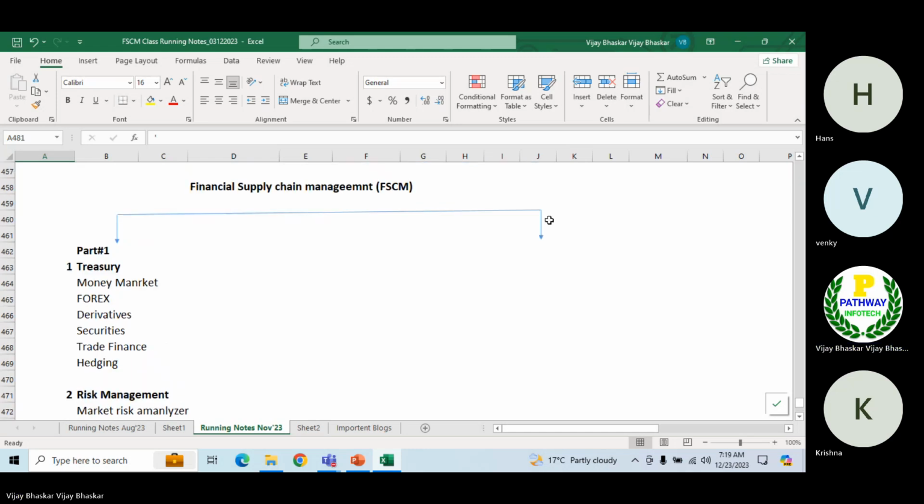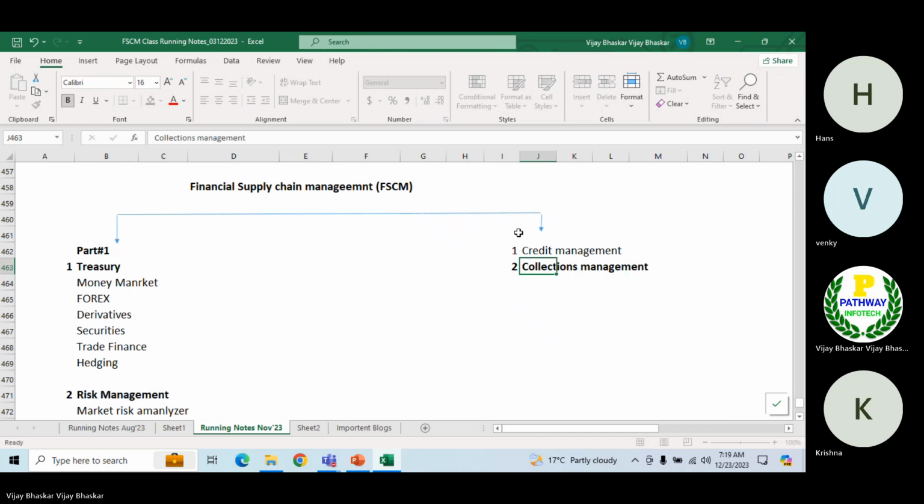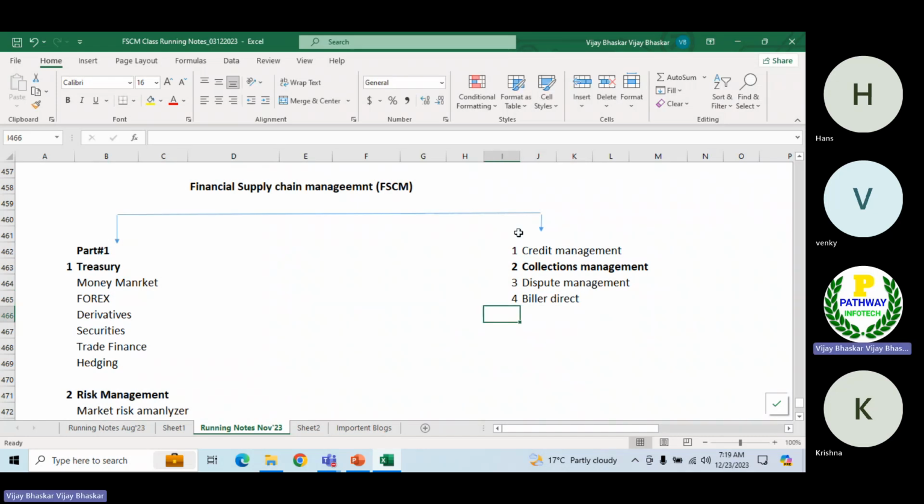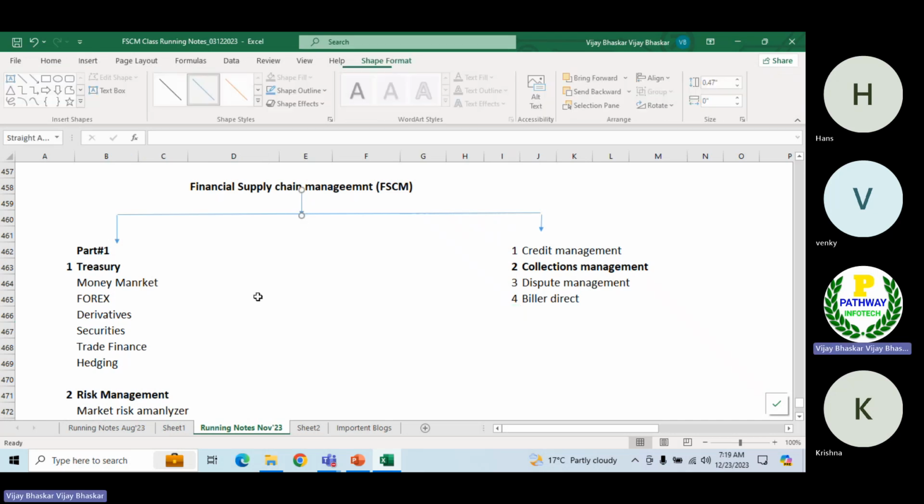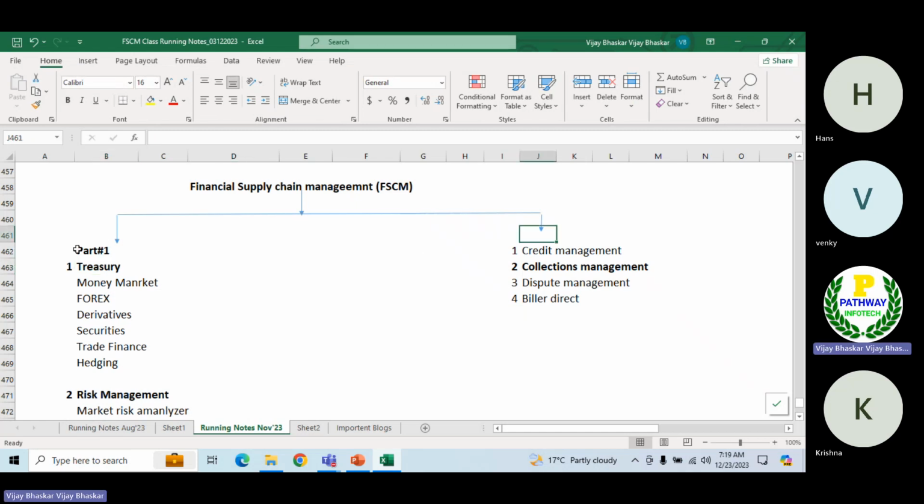Now let us talk about part 2. Part 2 supports credit management, then collections management, then dispute management, and the last one is biller direct. So finally, the FSCM module has been divided into two subgroups. Now you can see here, this is part 1, and this is part 2.